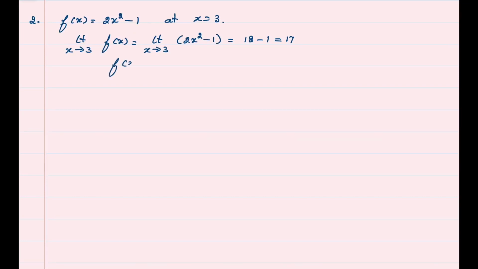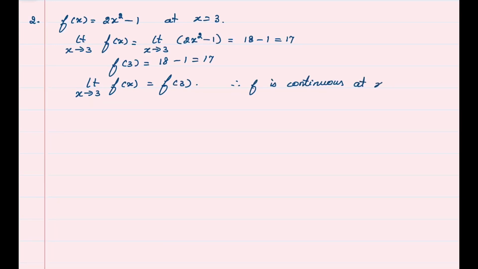And f of 3 is equal to 2 times 3 square minus 1. 2 9s are 18 minus 1, which is 17. Limit extending to 3 of f of x and f of 3 are equal. Therefore, f is continuous at x equal to 3.